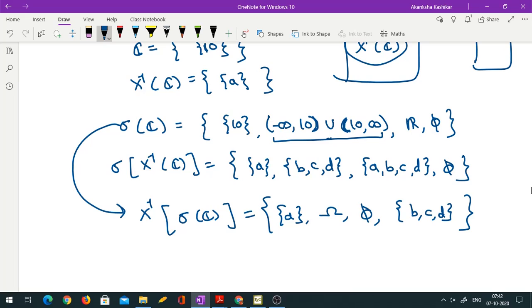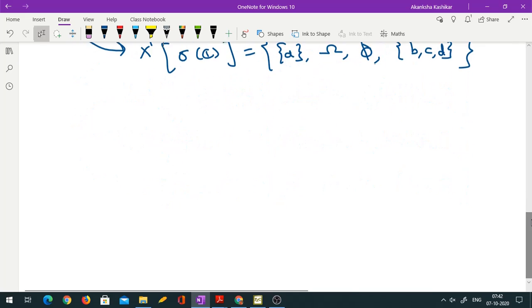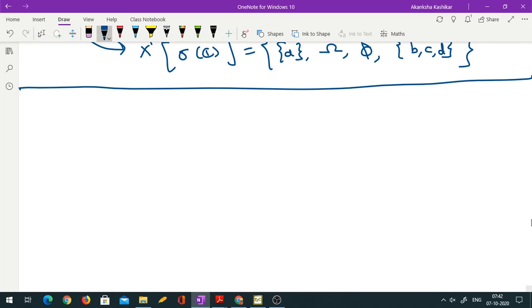Okay. So what we are getting is sigma of X inverse of C is the same as X inverse of sigma of C. And in fact this is the reason why we can check only for sets coming from C and then automatically it would be true for all Borel sets, that sort of thing. Okay, this is one example. Now we'll see a couple more examples, but before that let me introduce another concept.